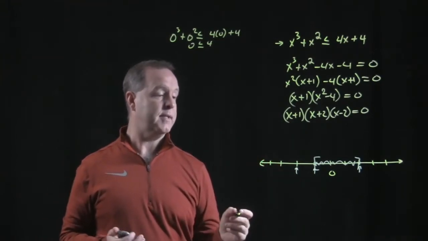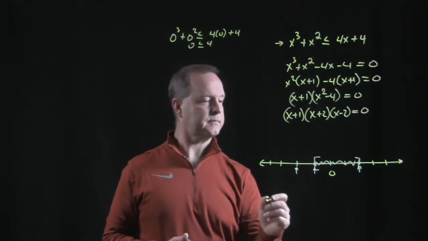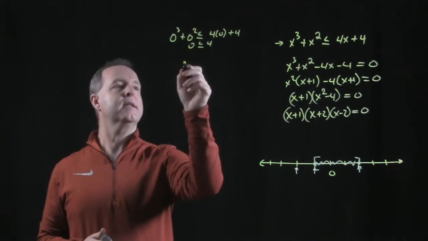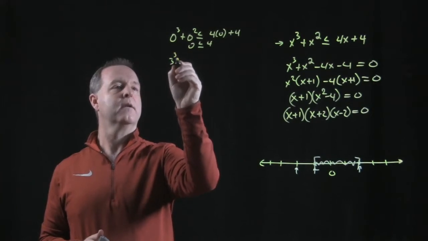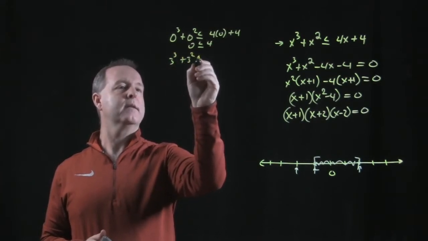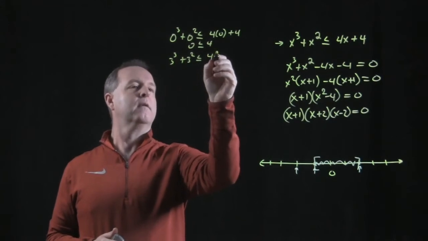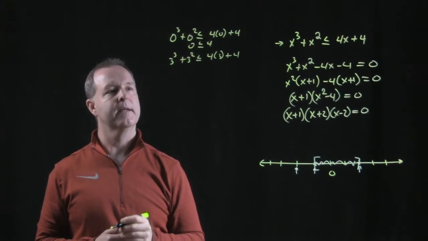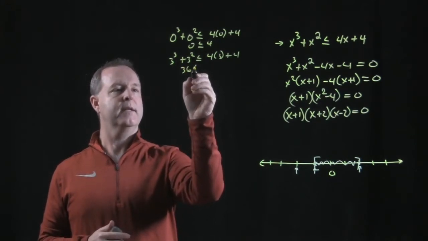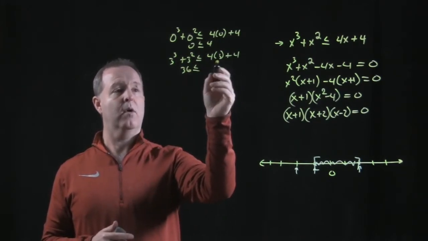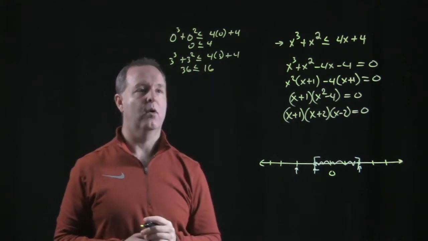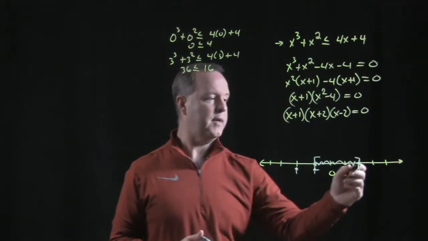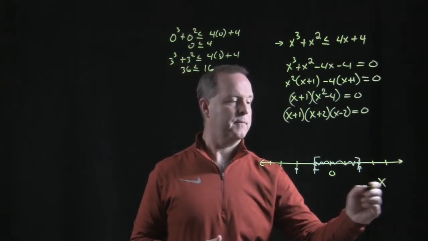All right, I have 3 more sections it looks like. This test point over here, let's try a 3. So 3 cubed is 27. Is 3 cubed plus 3 squared less than or equal to 4 times 3 plus 4? 27 plus 9 is 36. Is 36 less than or equal to 12 plus 4? It doesn't look like it. It's 16. So that is not true. So all these points over here are not true.